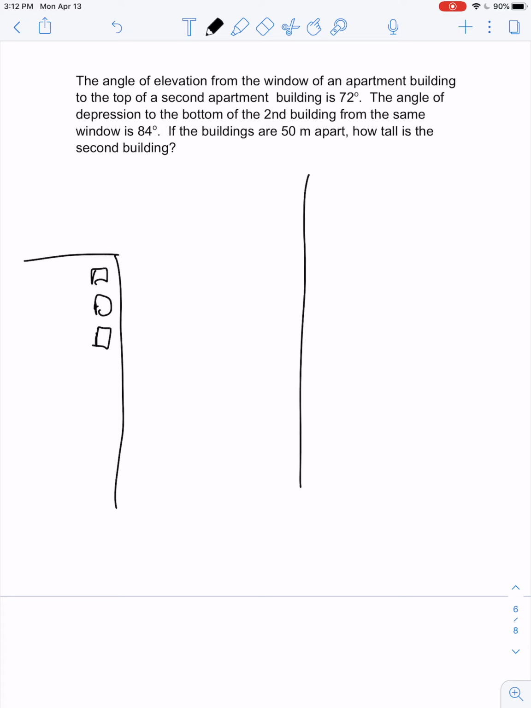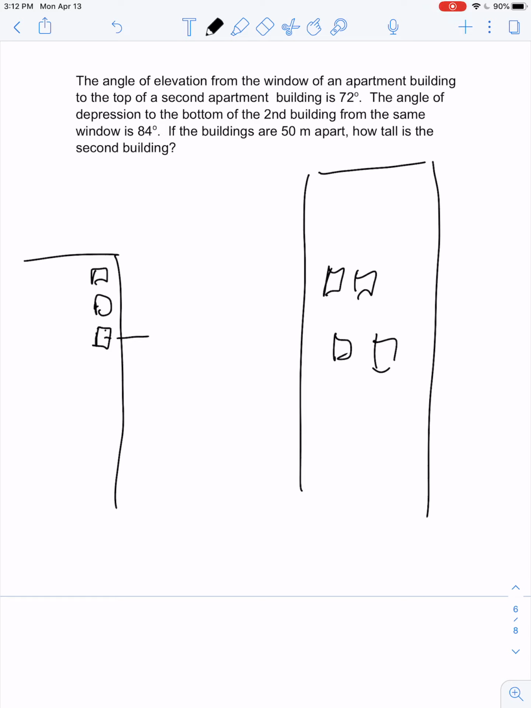Well, who knows? Actually, they could be the same height. Just the point is that here's one apartment building here. So there's a bunch of windows, and you can pick any window you want. It doesn't really matter what window you want, but we've got this other apartment building. Okay, so there's windows. So let's say we're here in this window right here. Here's the horizontal.